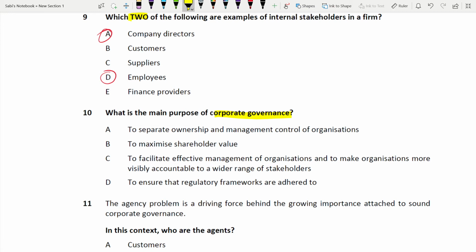Ensure that regulatory frameworks are adhered to. See, corporate governance is something voluntary. So regulatory framework comes when something is mandatory for you to do. So definitely D is not the answer. Okay, so C is the right answer. It's making your organization more accountable, more transparent.